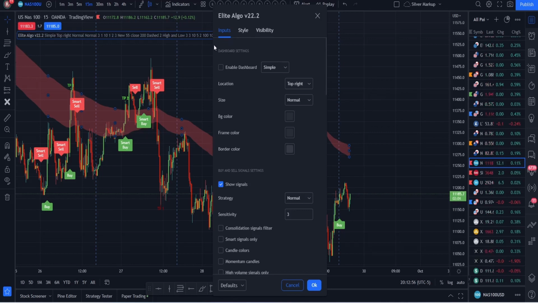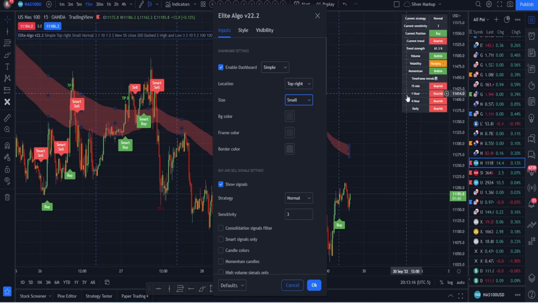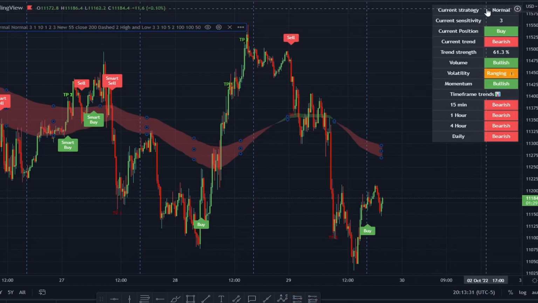Starting from the top, I like how the Elite Algo system starts with visualization. What I mean by that is, if I turn on the dashboard, I like to make it small and leave it on its regular setting of simple. Then the dashboard pops up and it gives you trend and momentum, and even multiple layers of the trend on multiple time frames. Let me increase it real quick so we can focus on that. It tells you what strategy you're currently doing and where your settings are in the market. We're going to get into that in just a second.